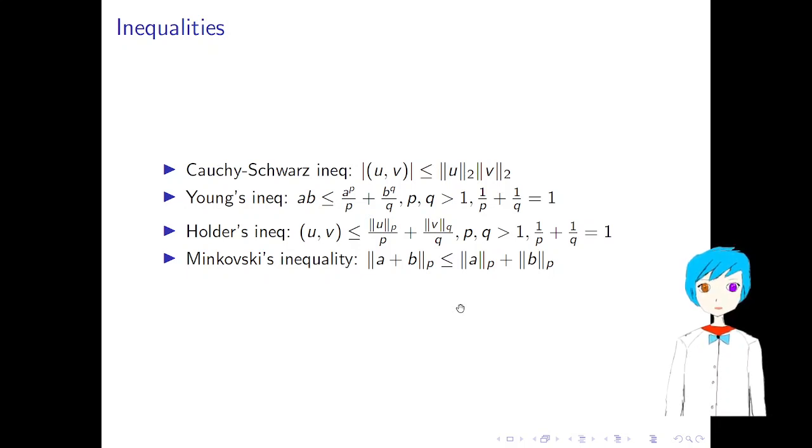Based on the Young's inequality, we can derive the Holder's inequality, which states that the inner product of two vectors u and v is smaller or equal than the p norm of u times the q norm of v, where p and q are positive real numbers and 1 over p plus 1 over q equals 1. Finally, we have the Minkowski's inequality, which is also the triangle inequality for the norms of vectors. The p norm of a plus b is smaller than the p norm of a plus the p norm of b.